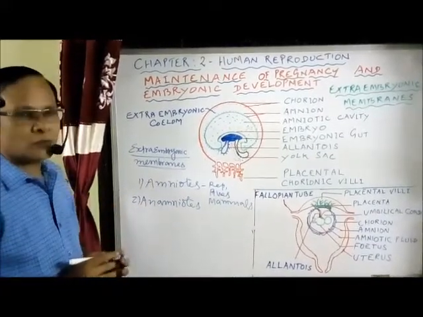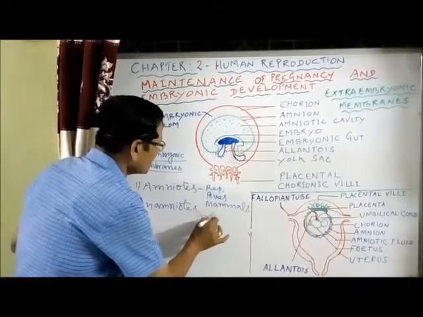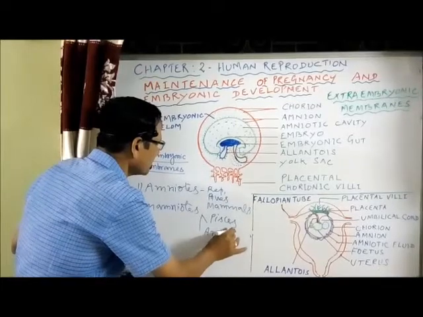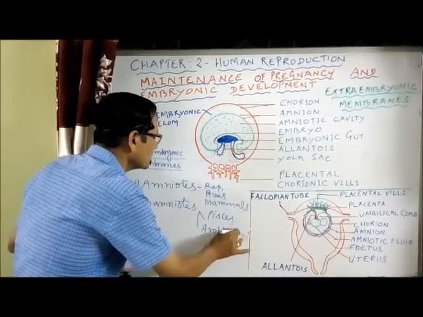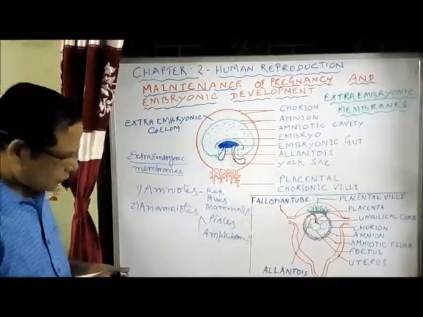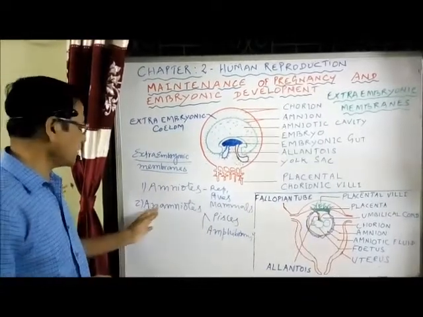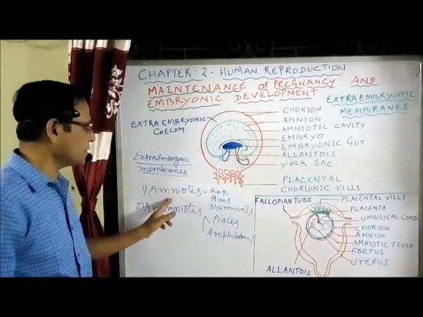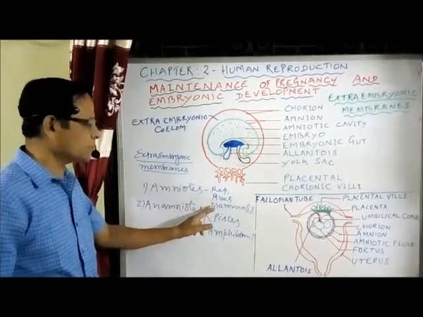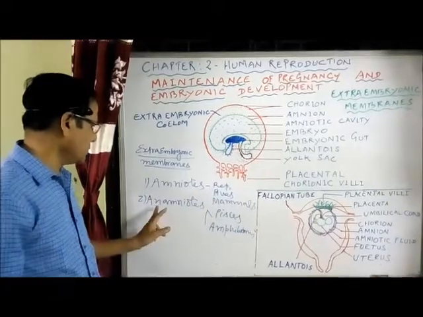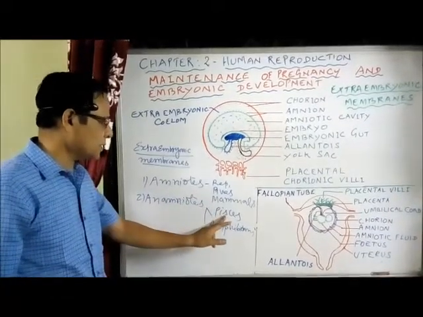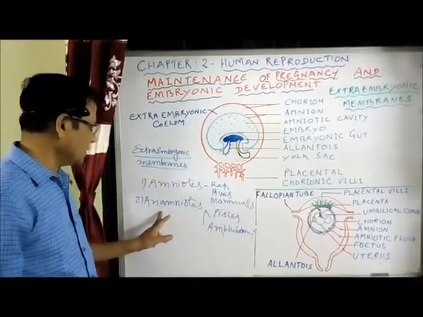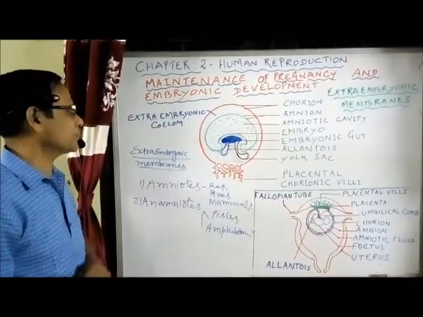Now anamniotes, we have the pisces and amphibians. Pisces and amphibians do not have these extra-embryonic membranes during their development, hence they are called anamniotes. So based on the presence or absence of membranes, we have amniotes, for example reptiles, aves and mammals, with the extra-embryonic membranes. The anamniotes, for example the classes pisces and amphibians, all come under the vertebrates. Here the extra-embryonic membranes are absent.